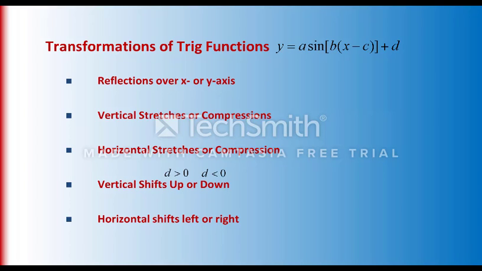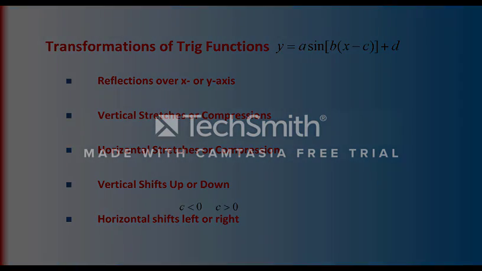Now D is going to either move your graph up or down. If D is positive, we'll move it up, and D is negative, you'll move it down. Finally, C is going to determine if it moves left or right. Please keep in mind that B has to first be factored out before you can determine your C. Once you factor out your B, C will be left inside the parentheses after the x minus symbol. If C is negative, your graph will move left. If C is positive, your graph will move right.